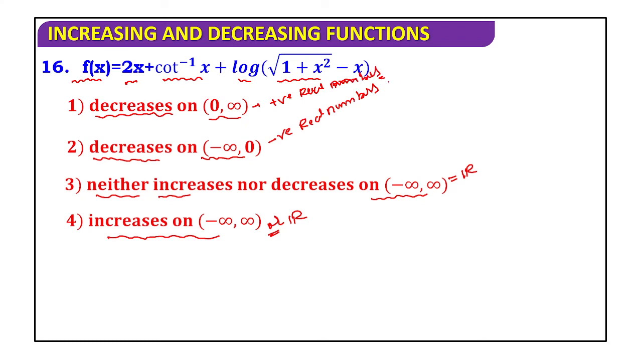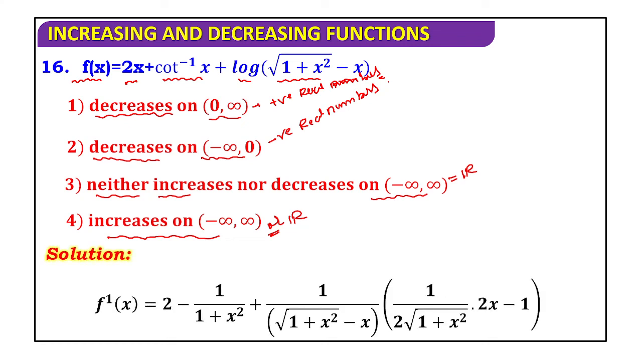So now from this we can move to differentiation of 2x plus cot inverse x plus log of root of 1 plus x square minus x. So f dash of x is 2. Differentiation of cot inverse x is 1 by 1 plus x square. Differentiation of log of root of 1 plus x square minus x is 1 by root of 1 plus x square minus x. And again the differentiation of root of 1 plus x square minus x will be 1 by 2 times root of 1 plus x square into 2x minus 1.